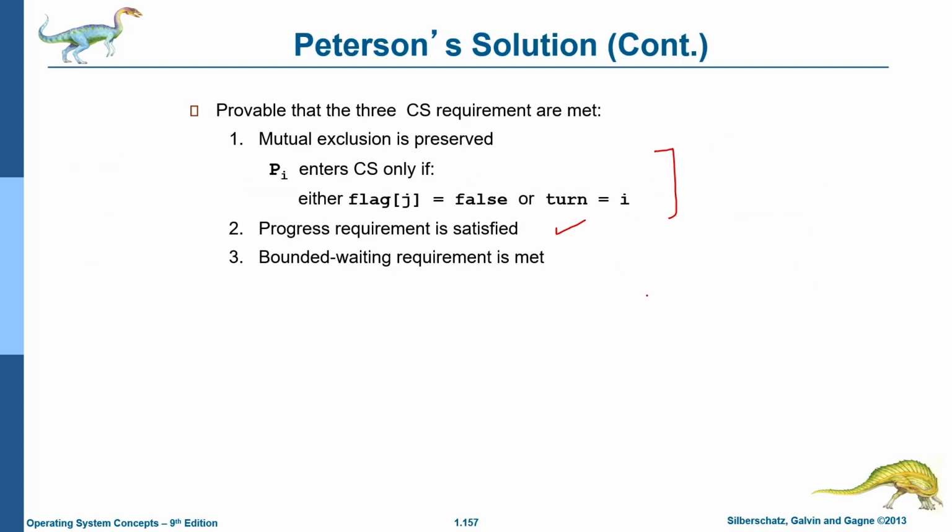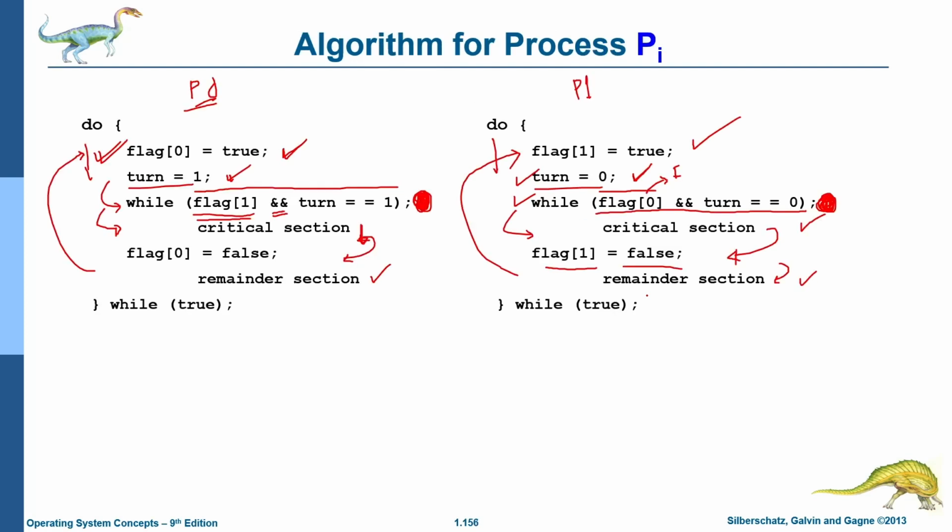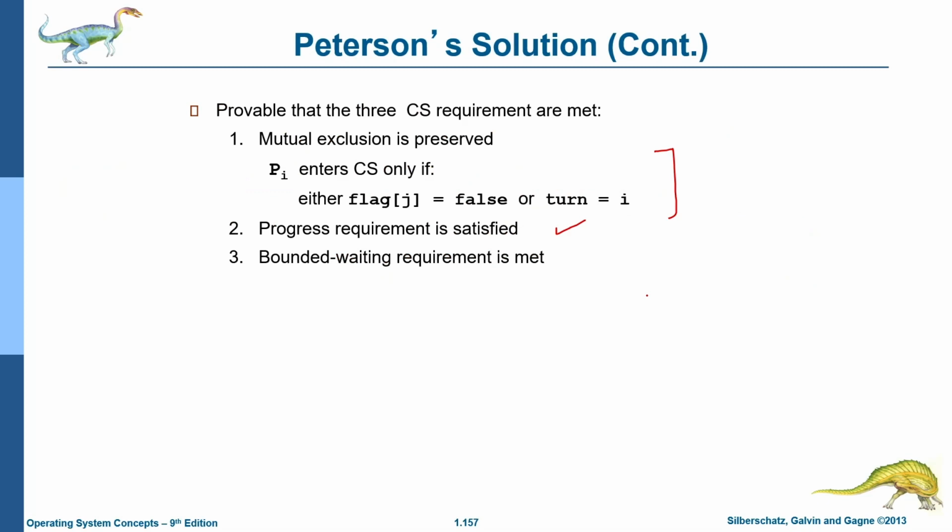If none of them are in the critical section, and one of them wants to enter, then that decision is not going to take a long amount of time. It will happen pretty quickly. Are you all able to see how that is the case here? Yes, sir. Okay.